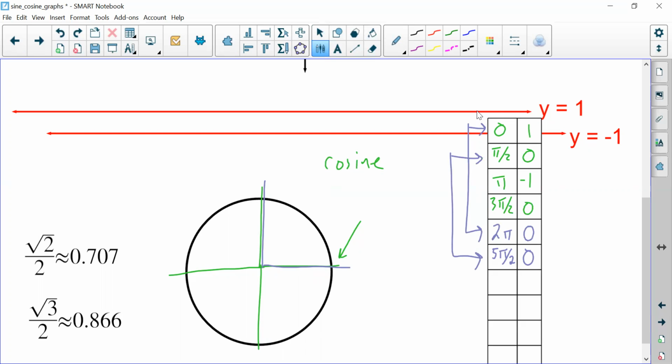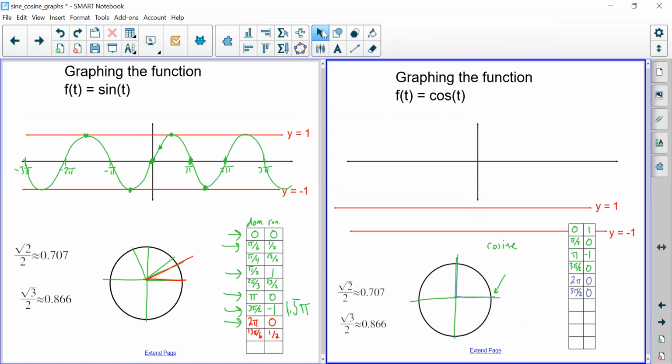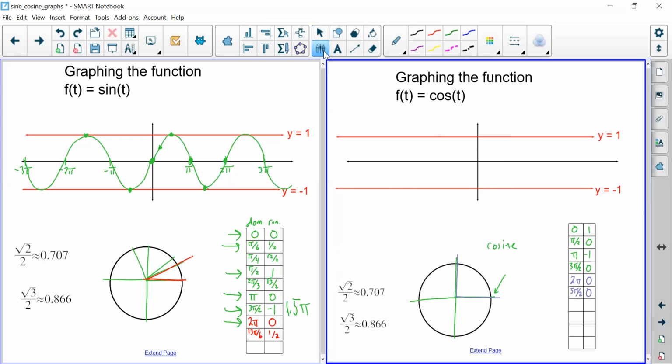And then it just repeats. It repeats itself because cosine too is periodic. It repeats every 2 pi. 2 pi is the smallest interval for cosine to repeat. And also, like sine, the largest cosine will ever produce is +1. The smallest it will ever produce is -1. So it's again oscillating between those two values. So let's graph and see.